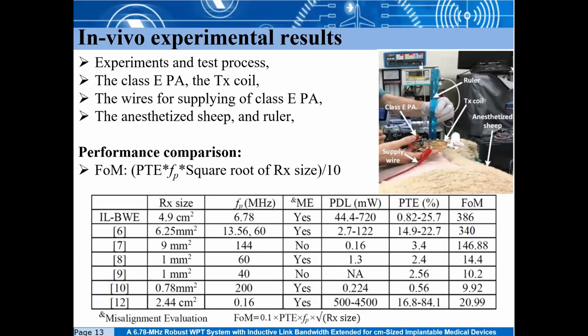A Class E power amplifier is driving the ILBWE, and a 180 ohm resistor is used on the implanted side as the load. This table demonstrates the performance of the proposed WPT compared to recent works. For a fair comparison, a figure of merit is presented, which is the multiplication of PTE, FFP, and the square root of RX size divided by 10. In this FOM, the largest one is the best.